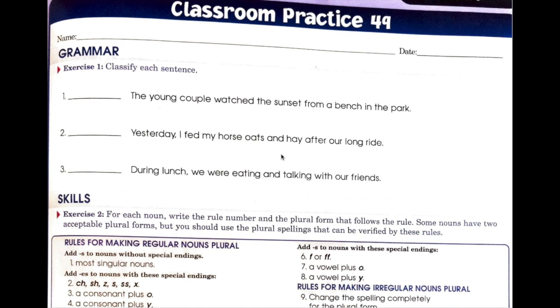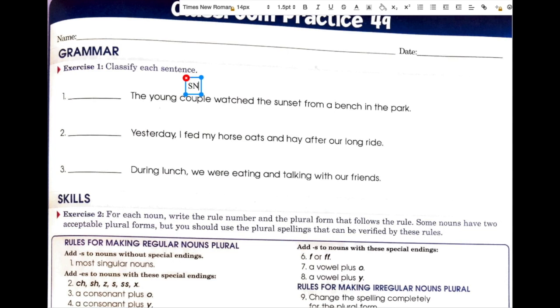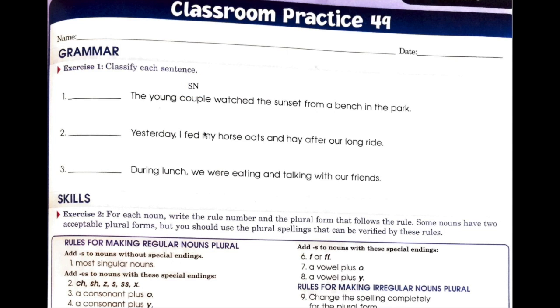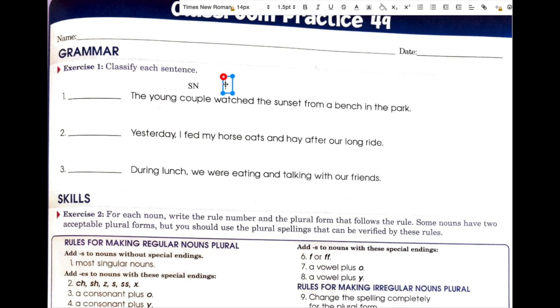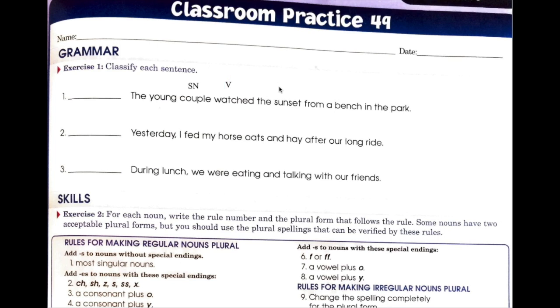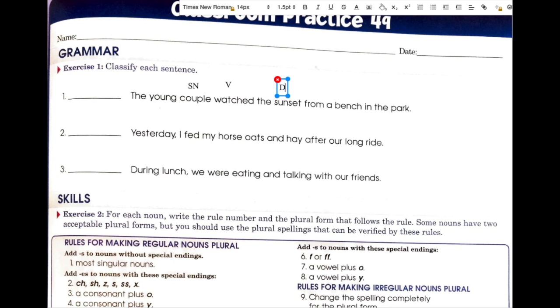Okay, this is classroom practice 49. Exercise 1, classify each sentence. The young couple watched the sunset from a bench in the park. Who watched the sunset from a bench in the park? Couple. Subject noun. What is being said about couple? What did they do? They watched. Verb. Couple watched what? Sunset. If you're answering what couple watched what, you know that it is a direct object.